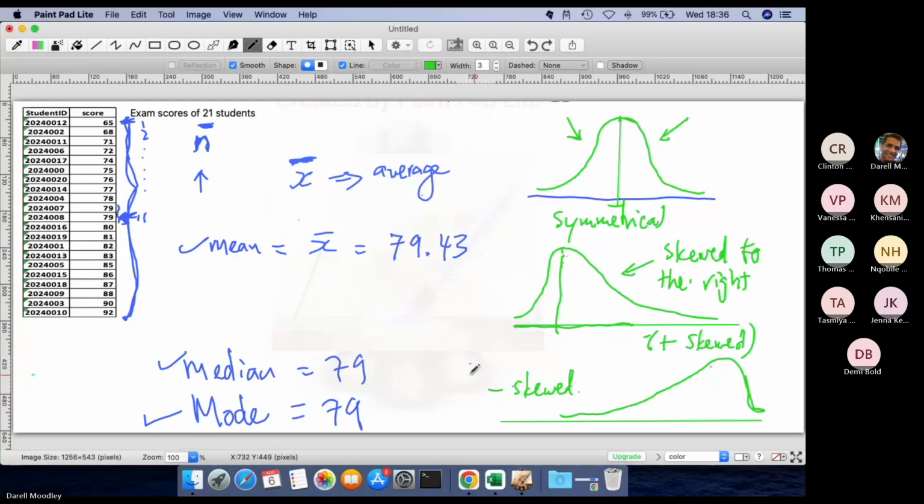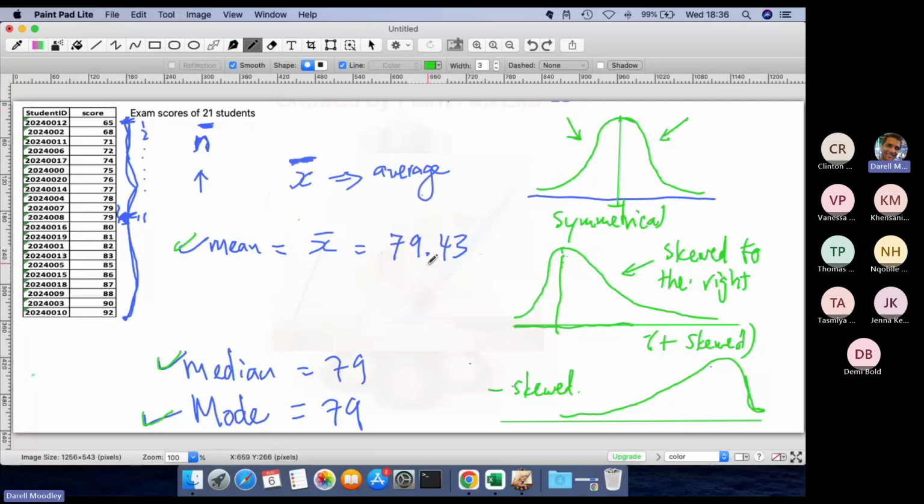Okay, now why I've drawn this and brought it to your attention is because using these three measures, you can determine what shape it is. And how you do that is what you need to know is that for a symmetrical distribution, all three of them are equal. All right, and that's what's happening here.